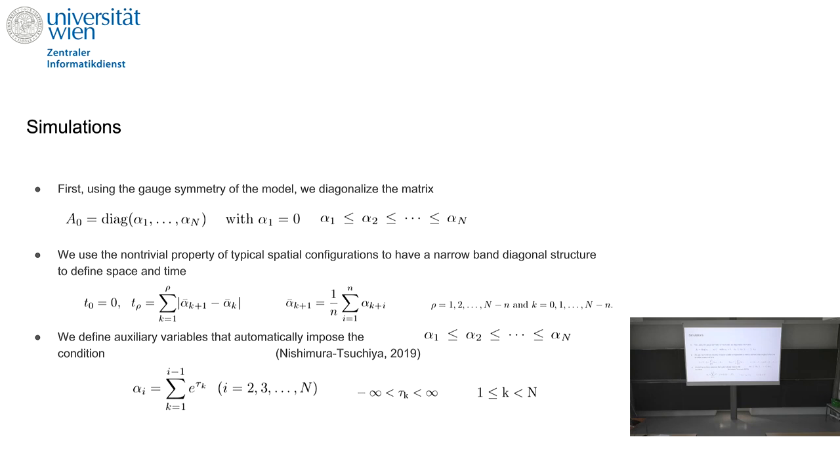There is a shift symmetry, so I can shift them whenever I want. So I chose alpha 1 to be zero. In the original papers by Kim and others, that's what they were doing. And later I will also show the time. I will use the shift symmetry.